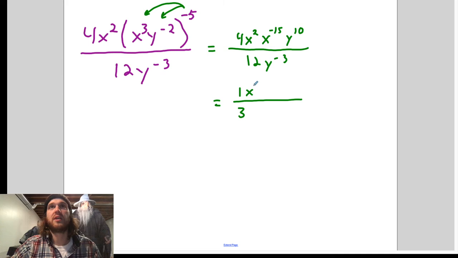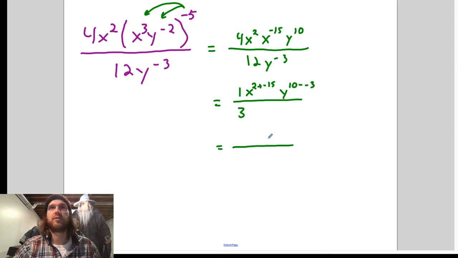Those are on the same side, so we can actually add their powers. That's 4 plus negative 15. They're on the same side of the fraction, so we're good. And then the y's are on opposite sides, so that was applying rule number 1. Now we're applying rule number 6, the one we learned today, which will be 10 minus negative 3.